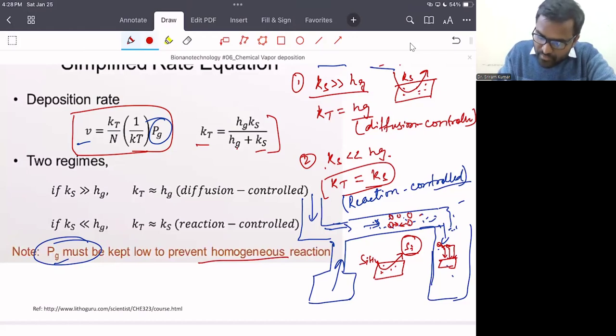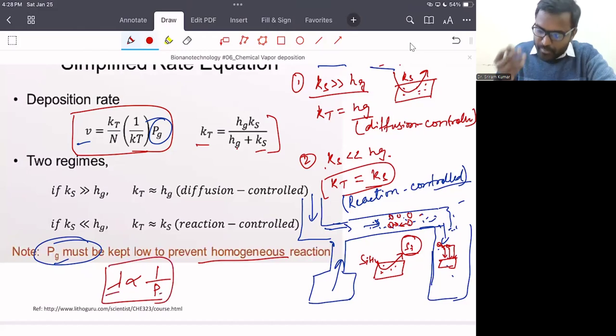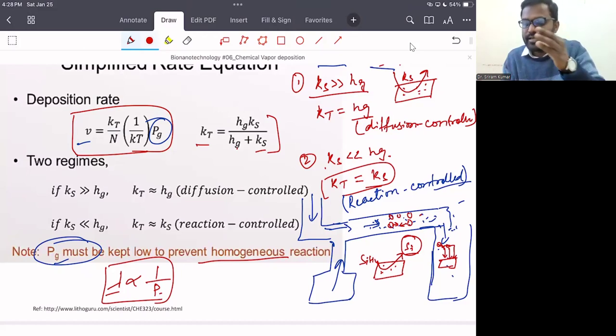At the same time, we need to think about the mean free path. Here the mean free path is inversely proportional to the pressure. So if we have high pressure, that means the mean free path is much less. In that case, there is a much higher chance of collisions in the gaseous phase as compared to adsorption of that molecule at the interface.